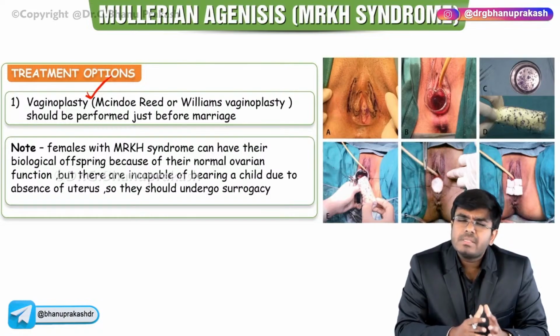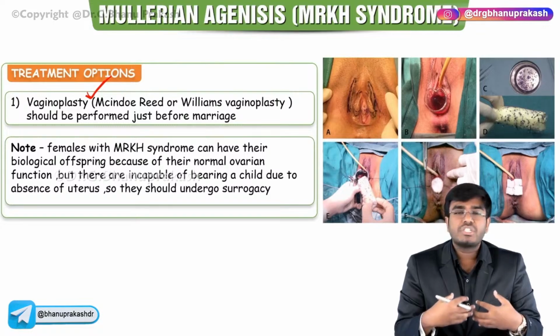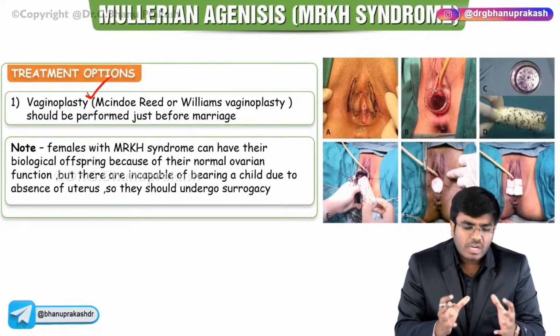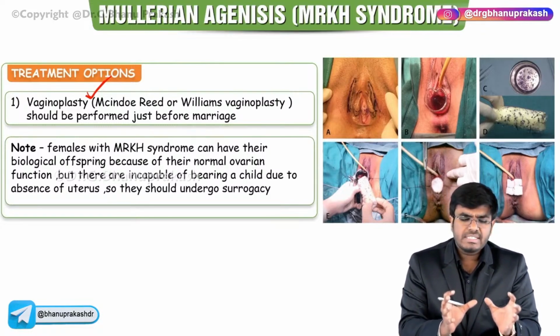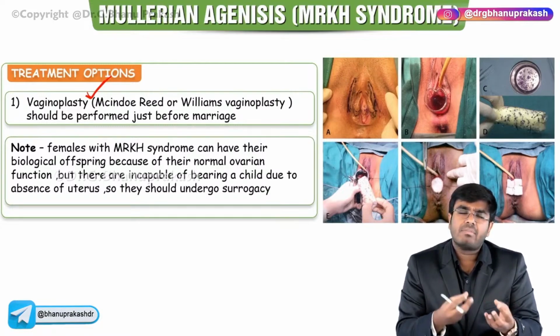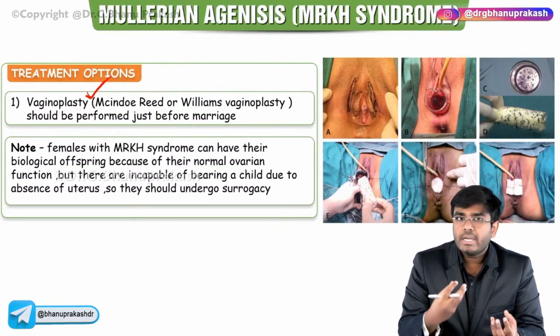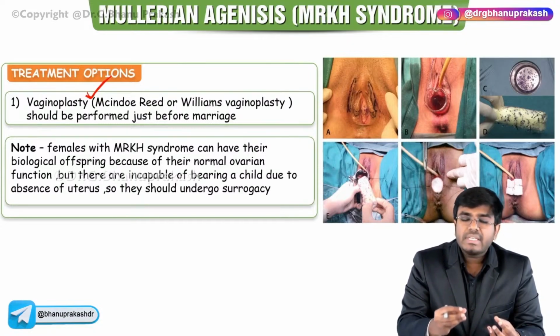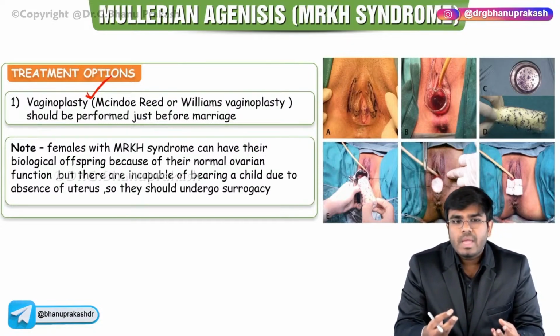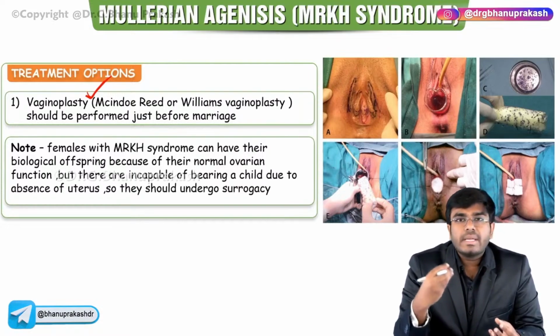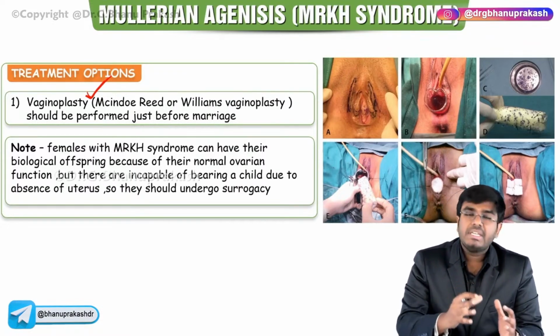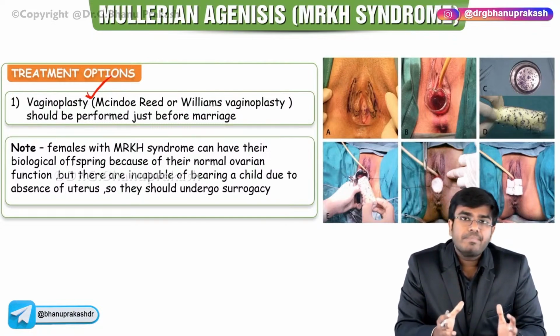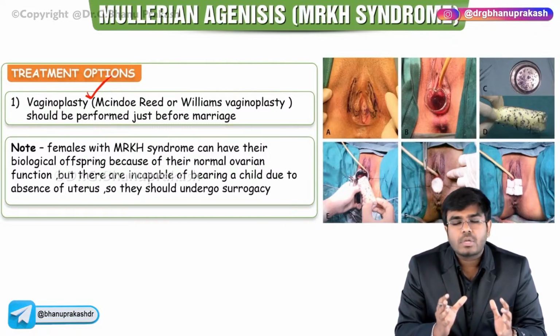Can she have babies? Absolutely, she can have babies, but not by herself. Why? Because she is not having the uterus. What she is having is the ovaries. If she is having ovaries, then definitely she can have ova. Now, what we can do as doctors, we can collect those ova and fertilize them with the partner's sperm and put it in the surrogate mother's uterus. So, she can be a mother, a genetic mother, but she has to go for surrogacy.